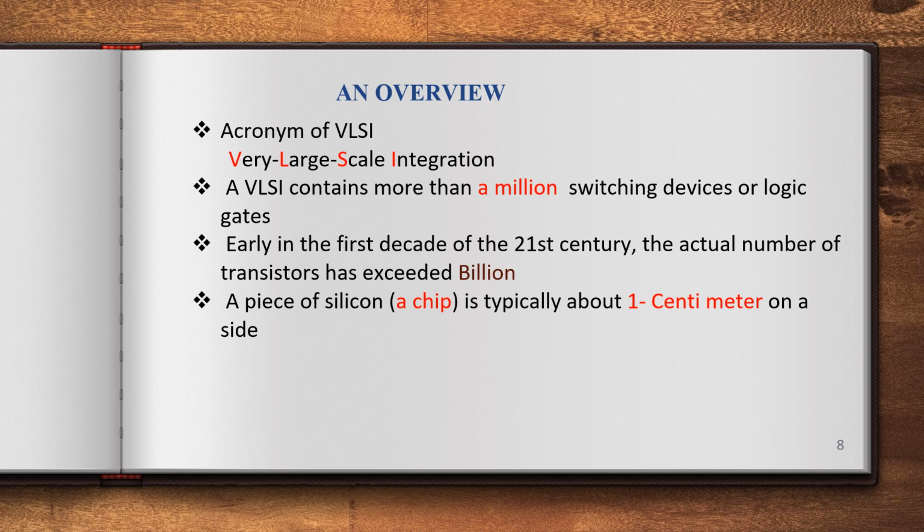VLSI is an acronym and stands for Very Large Scale Integration. A VLSI chip contains more than a million, that is 10 to the power of 6, switching devices or logic gates. Early in the first decade of the 21st century, the actual number of transistors exceeded a billion. A billion means 1000 millions, 10 to the power of 9 components. A piece of silicon is typically about 1 centimeter on a side.